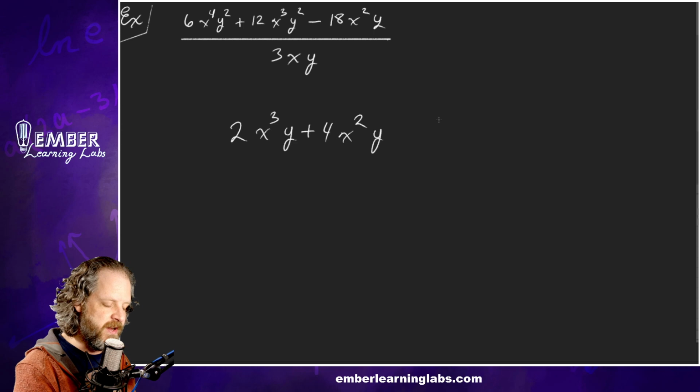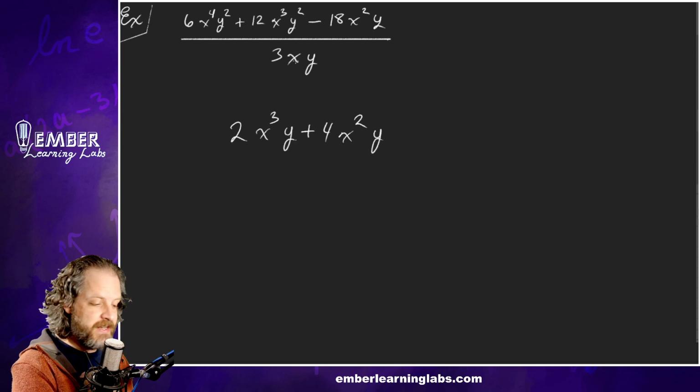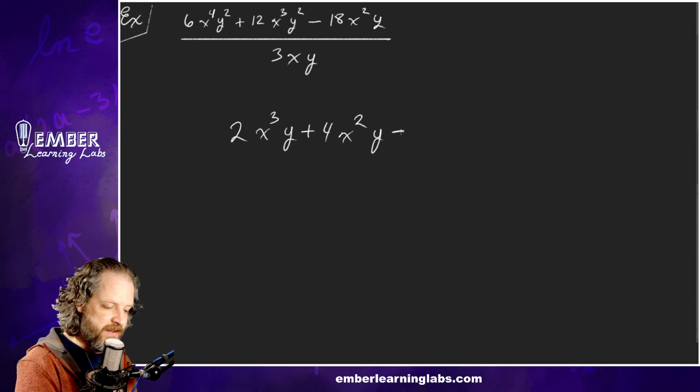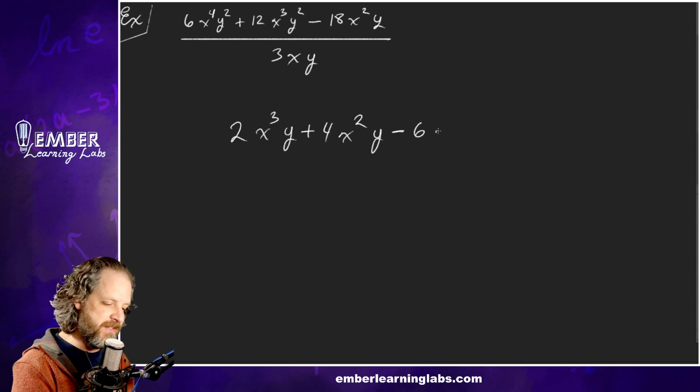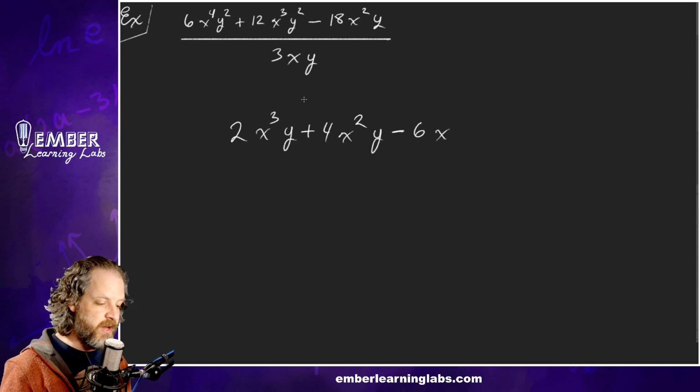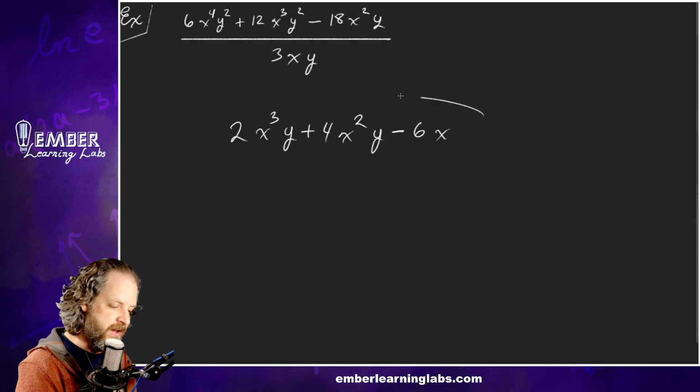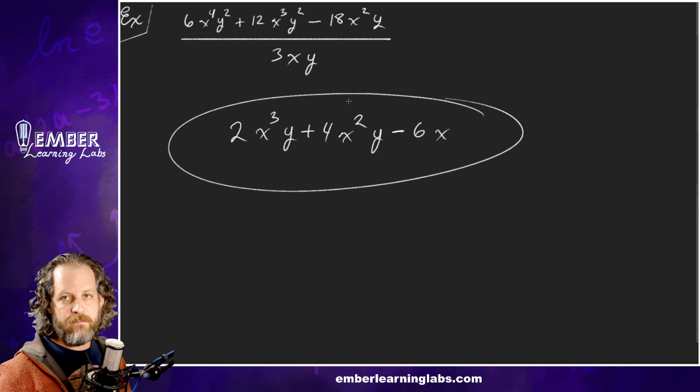Same as this one over here. Negative 18 divided by 3 is negative 6. X squared divided by x is x. And then y divided by y is y to the 0, or just 1, so it actually just cancels there. So that's easy when we've got a monomial on the bottom.